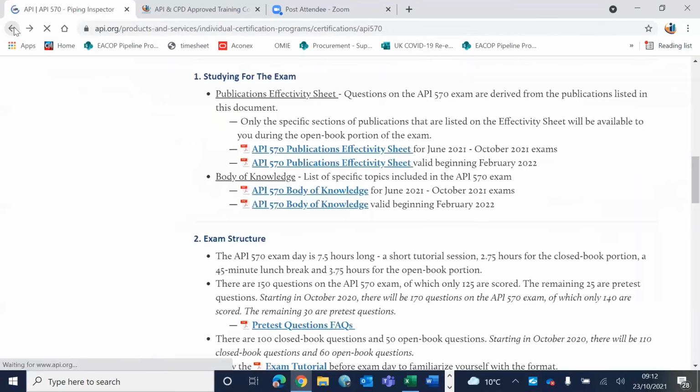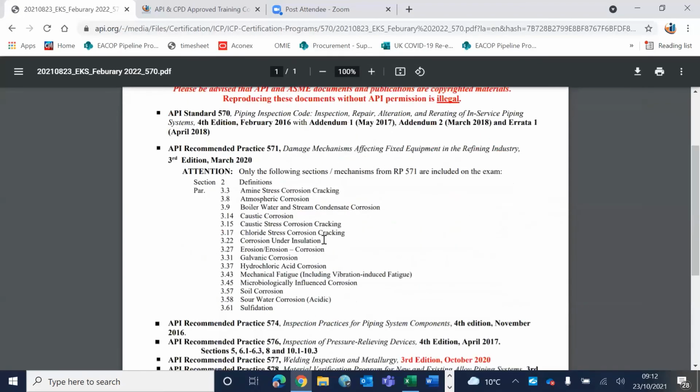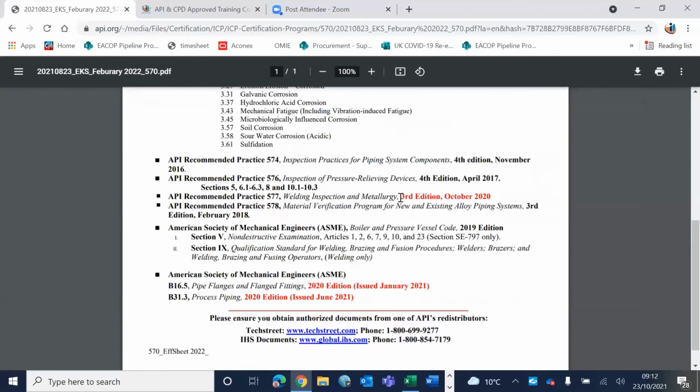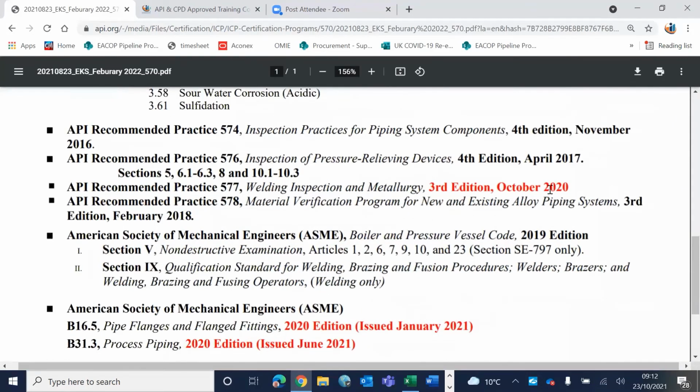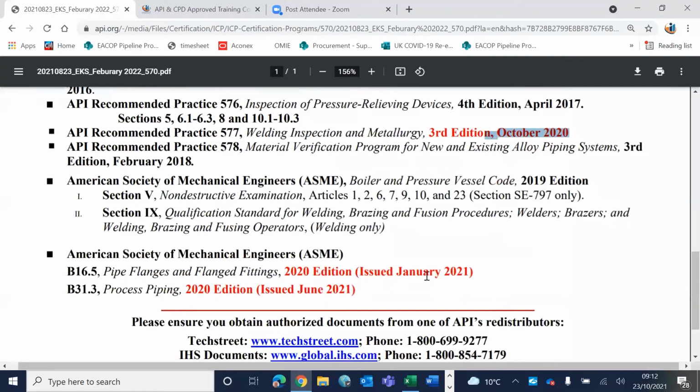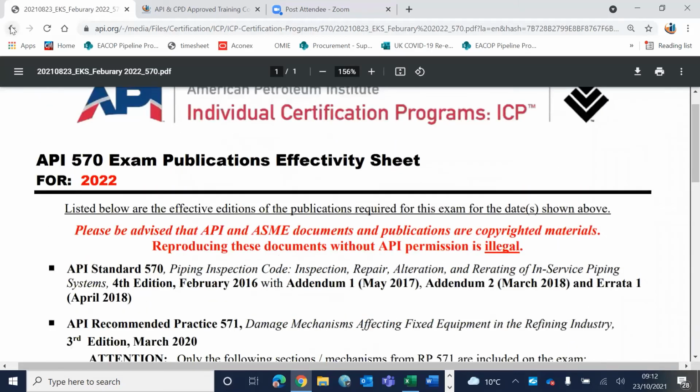Okay. Now, having said that, I want to first go to the future publication effectivity sheet, which is effective from February 2022, and you can understand how it has been revised. As you can see here, there have been a couple of revisions. 577 for the next exam, they will be using the October 2020 revision of this recommended practice. And same here, as you can see, on B16.5 and B31.3. So these are the revisions. Everything else remains the same.